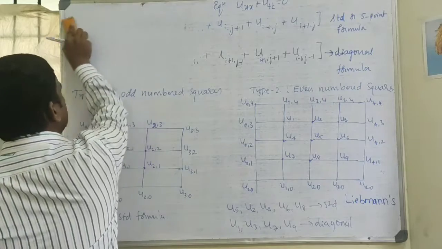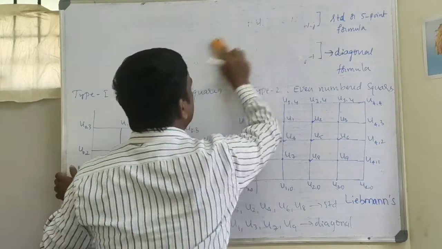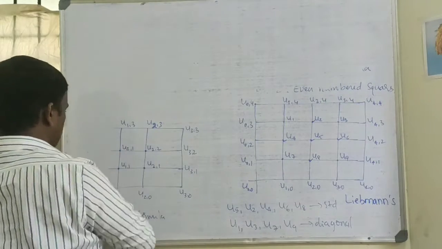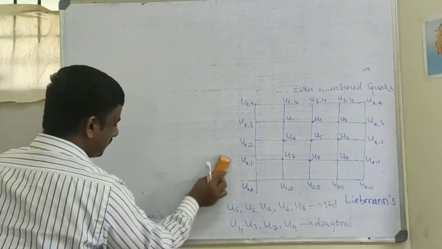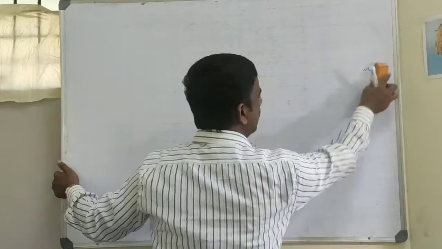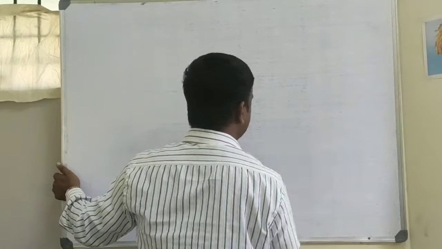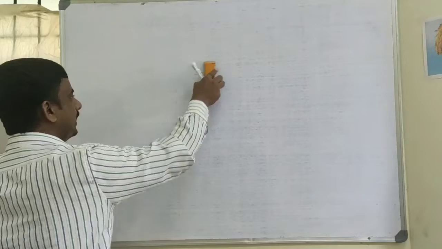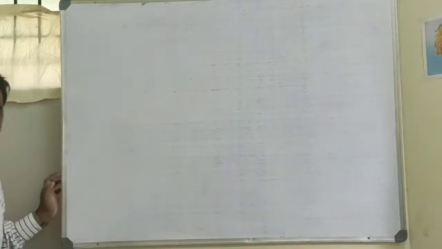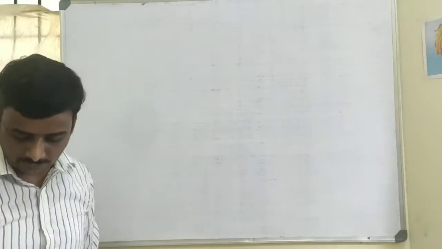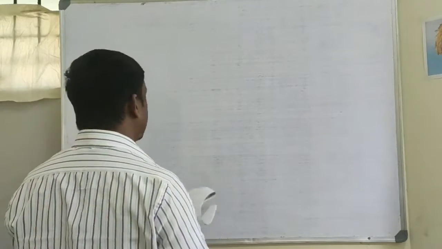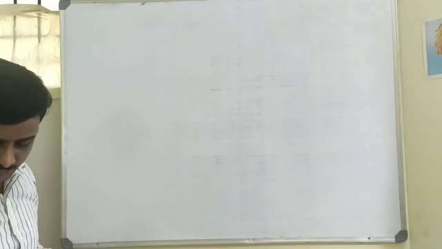Now let us try to solve some problems on Laplace equation. I'll consider the odd numbered squares that I have given in the notes, so try to solve on your own. The only thing is I have to apply the standard formula in the case of odd numbered squares. Then you get 4 equations in 4 unknowns. Then you have to solve those 4 equations and find the values. That is the idea behind odd numbered squares problems in Laplace equations.